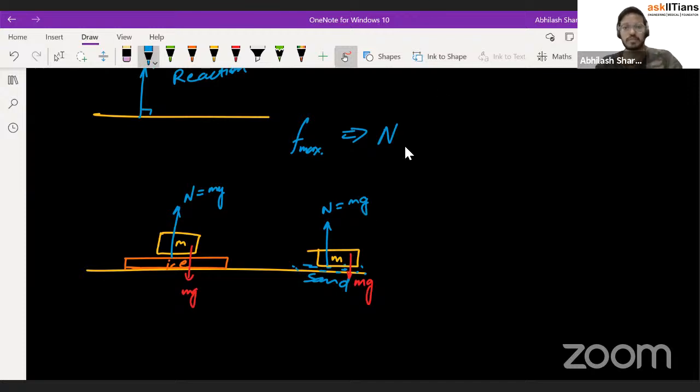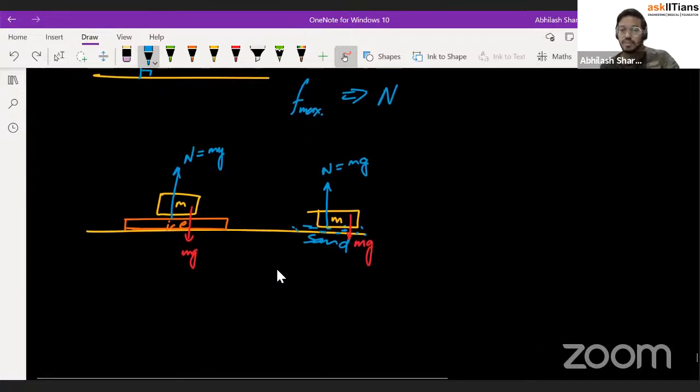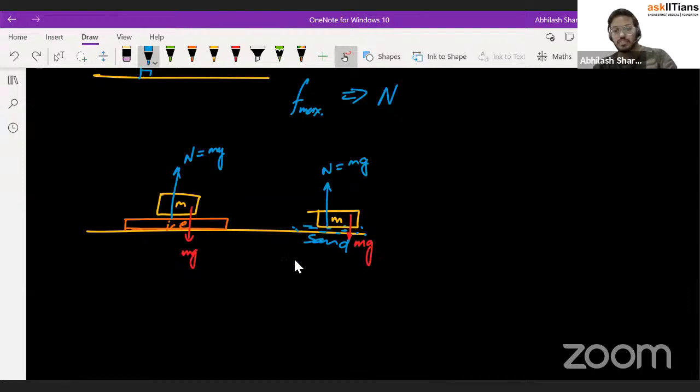So what happened? That means normal is not the only factor. Normal is one of the factors. The other factor is the type of surface where you're moving, right? So friction also depends upon what kind of surface it is, whether it is a smooth surface or a rough surface. All these factors actually matter. So on what factor do they depend? There is a factor called coefficient of friction.